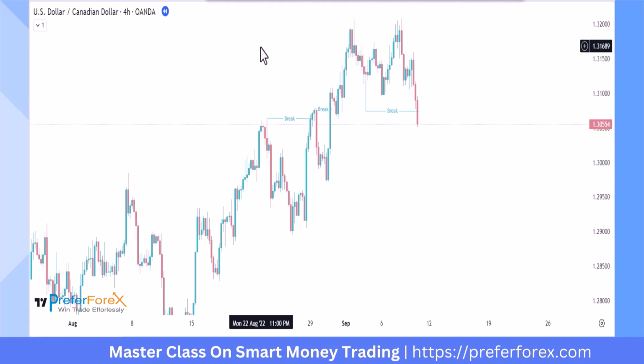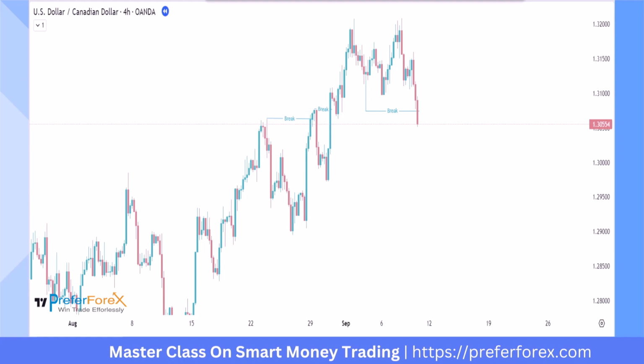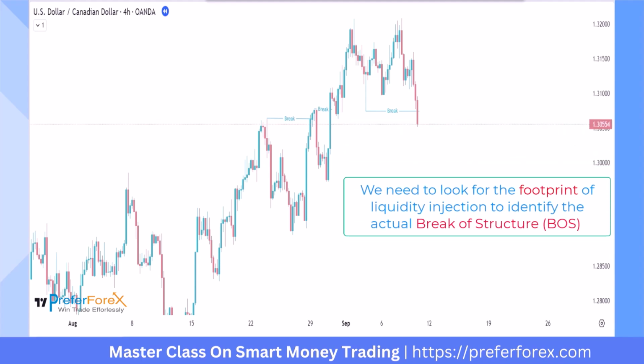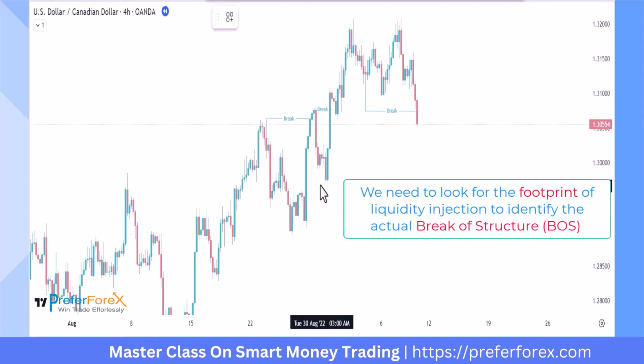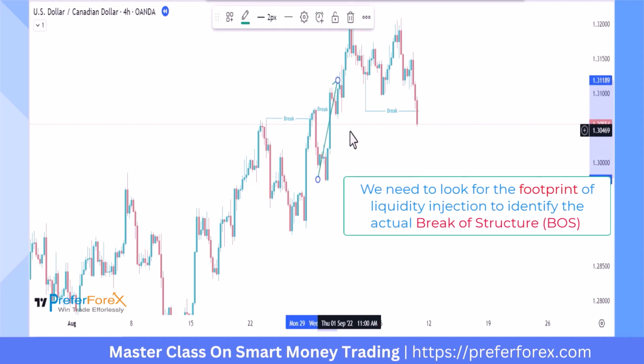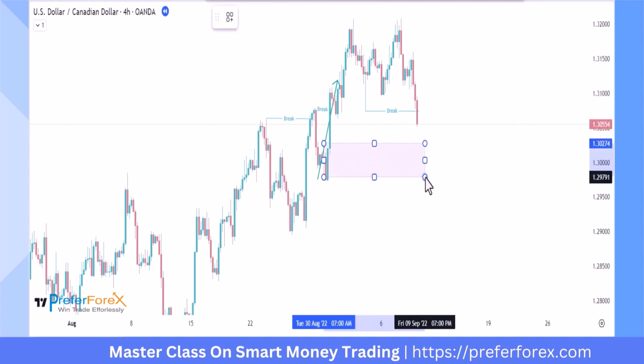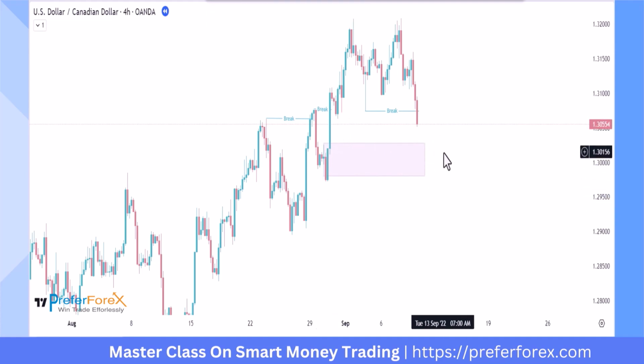To be a real break of structure, the price requires some injection of liquidity. Liquidity is essential for the market to function effectively. How can you justify a break of structure when there is no footprint of liquidity transactions? Look at this movement. You may mark this break as a break of structure, and also you may mark this area as a demand or POI zone where you want to trade.